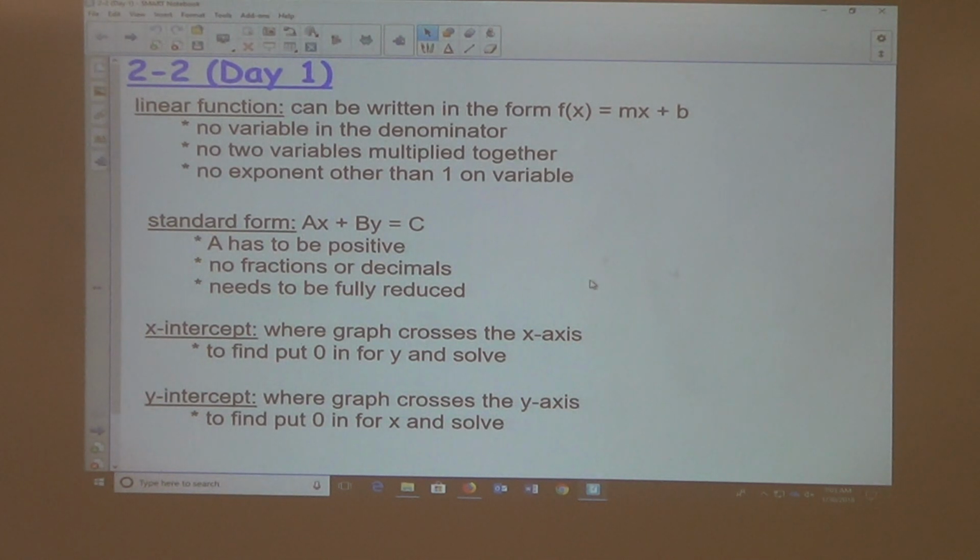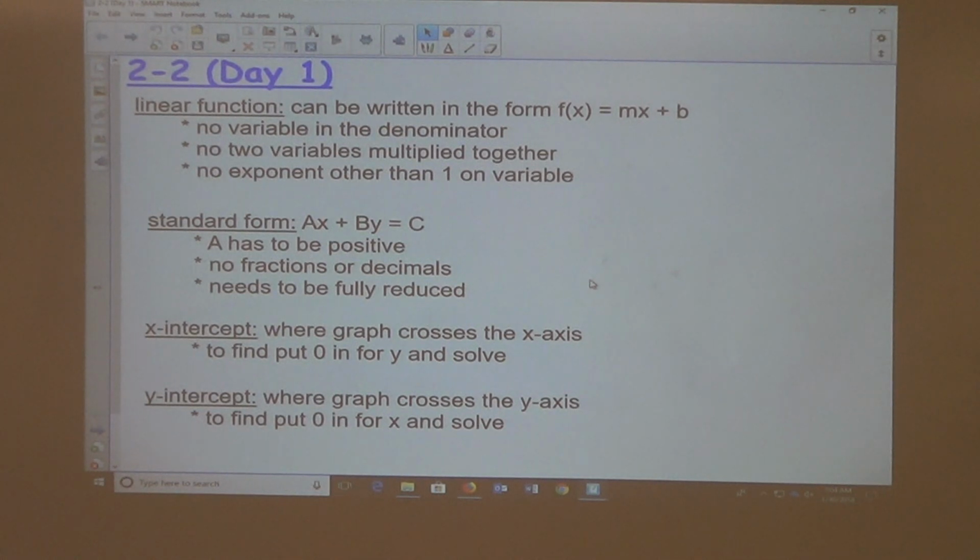Okay, so in lesson 2, we're going to talk about whether or not something is a linear function, how to put the function in standard form, and then how to find x and y intercepts. So these are kind of like your definitions or steps on how to do it. So I'm going to give you a second to write these down.